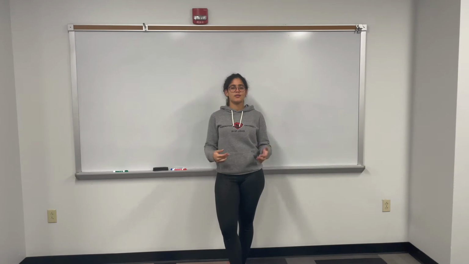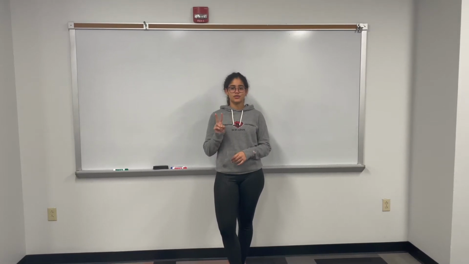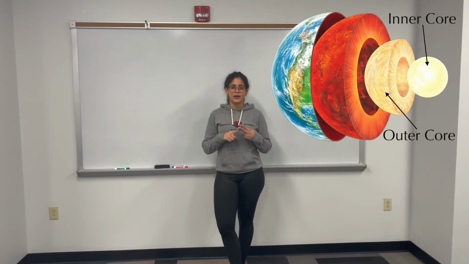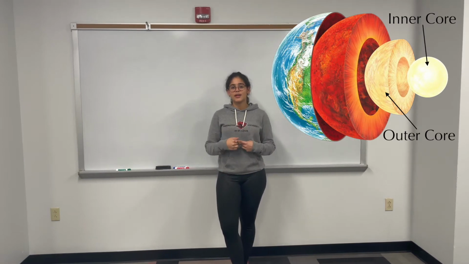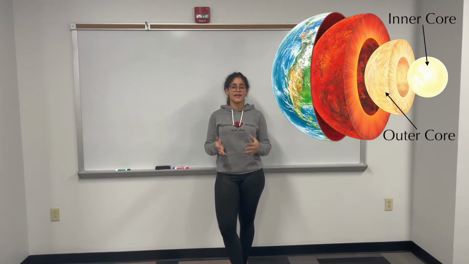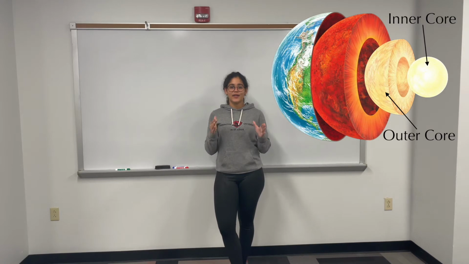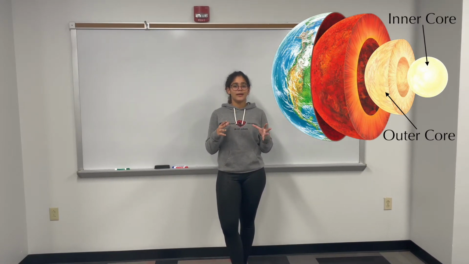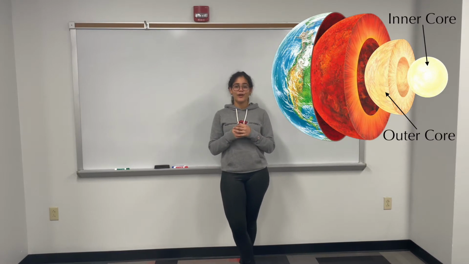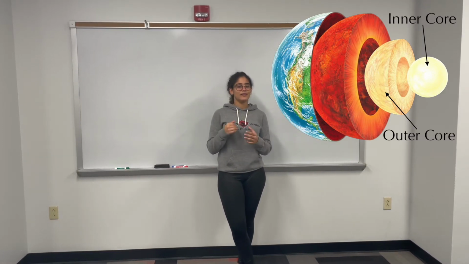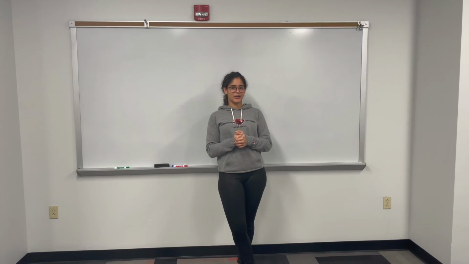The core is the innermost layer of the Earth, and it's split into two parts: the inner core and the outer core. The outer core is made up of liquid nickel and liquid iron that is very, very hot. The inner core is even hotter than the outer core, and it's mostly made up of nickel, but it's solid because the pressure from all the other layers prevents the nickel from melting and turning into liquid.